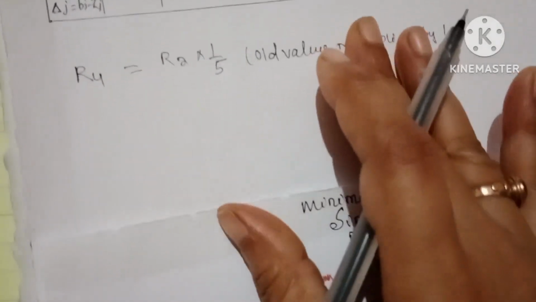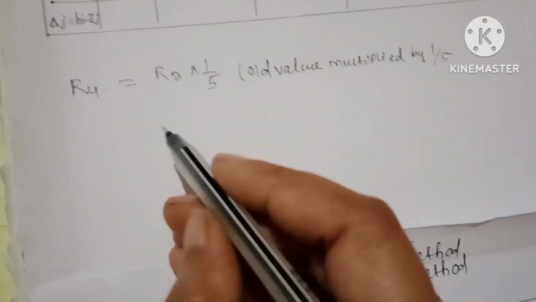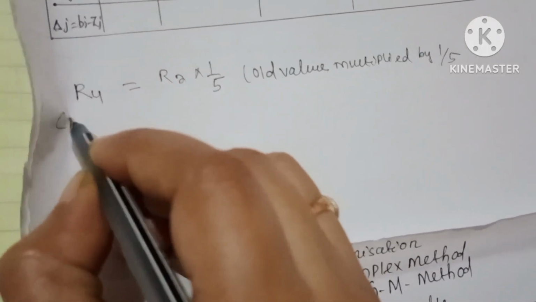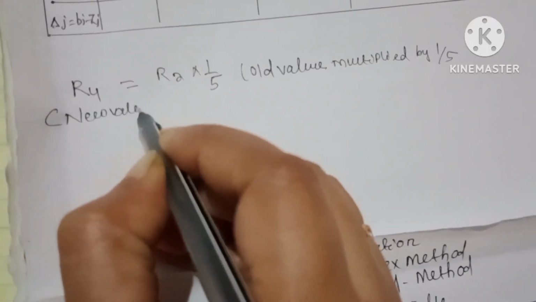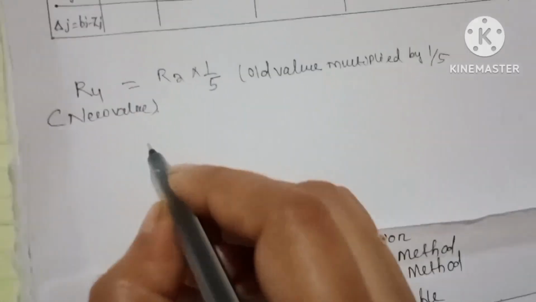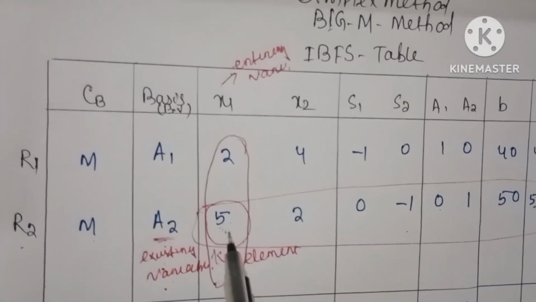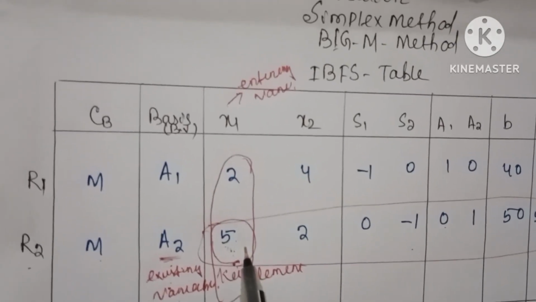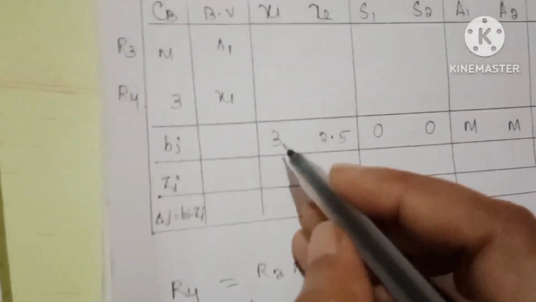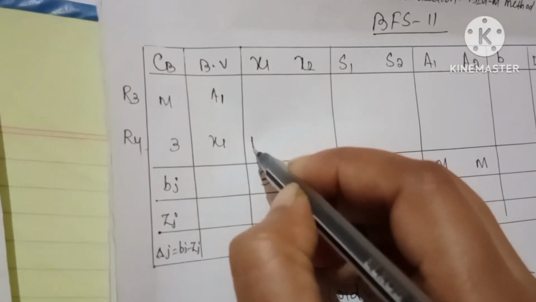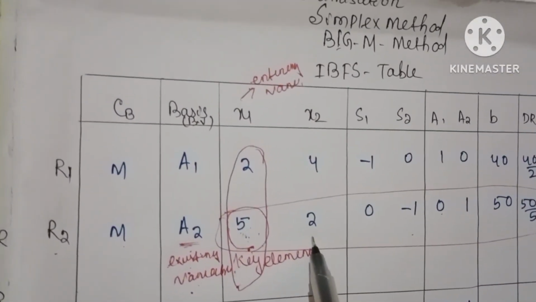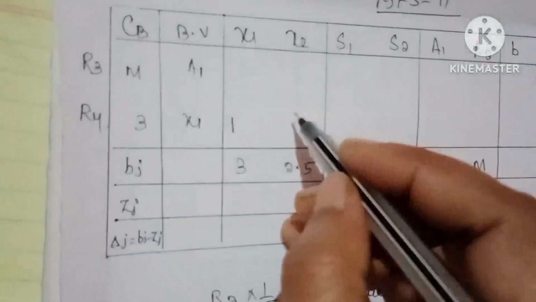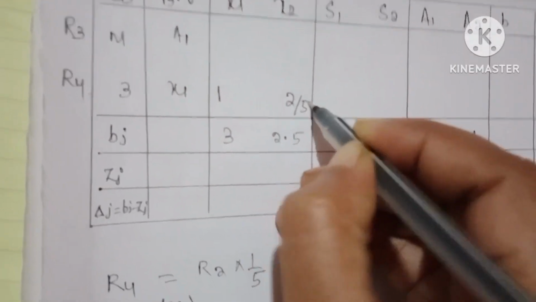Okay, now let's calculate the new values of row 4. How can we calculate this? 5 into 1 by 5 becomes 1, right here. Then the next is 2 into 1 by 5, so this becomes 2 by 5.